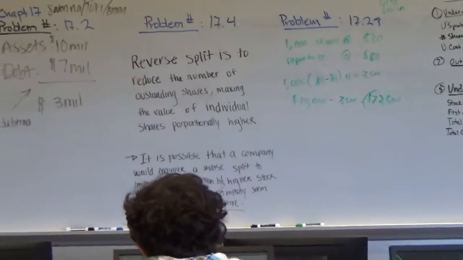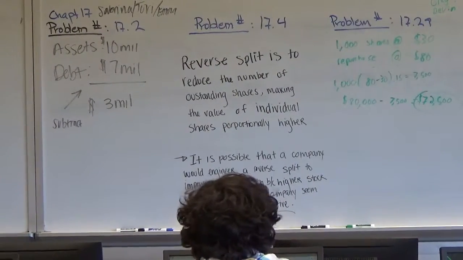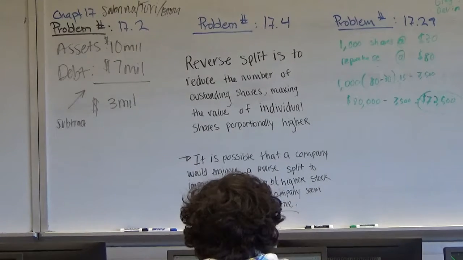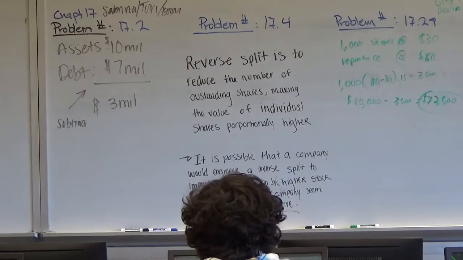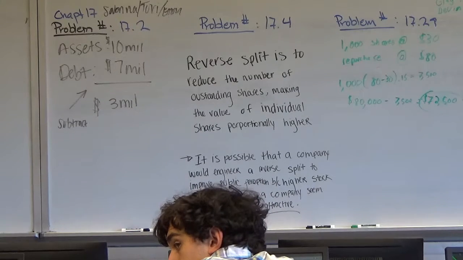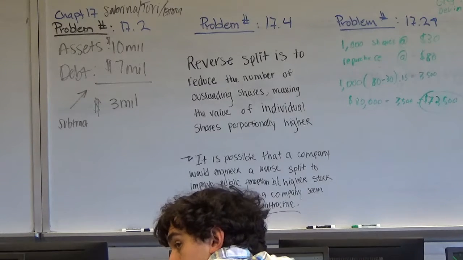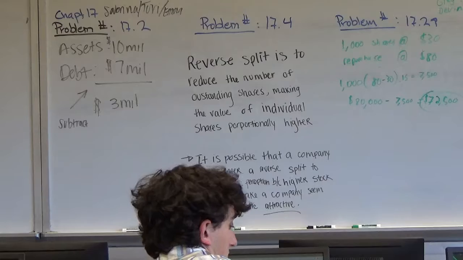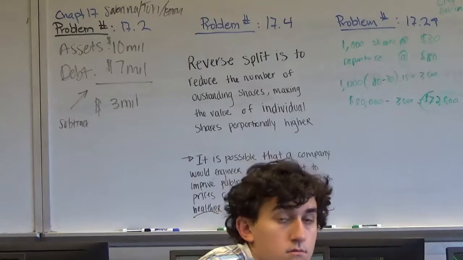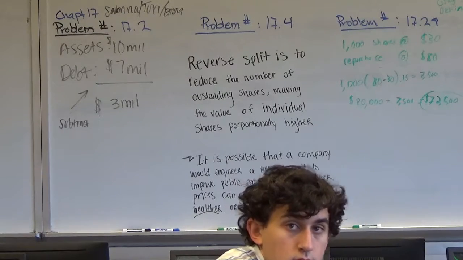The question asked, why would management of a company undertake a reverse stock split? A reverse stock split is to reduce the number of outstanding shares, making the value of an individual share proportionally higher. Companies engage in this because it improves public perception, and it also keeps them from being delisted from the exchange. If the stock price drops below a certain level, they'll get delisted. Okay.